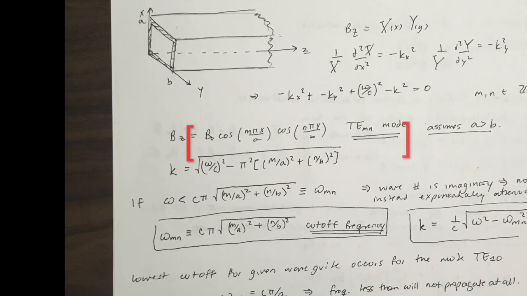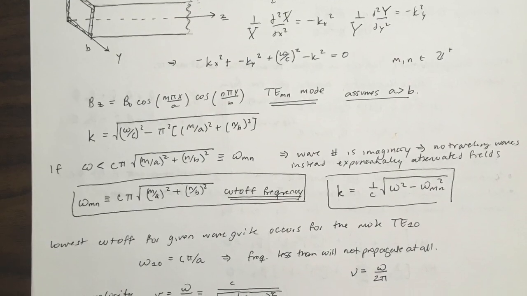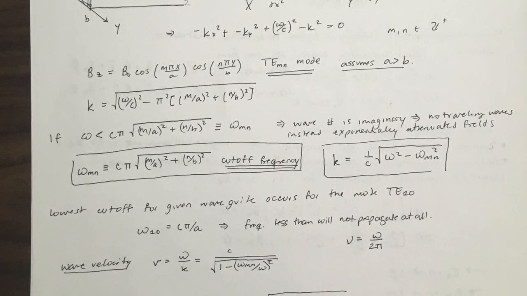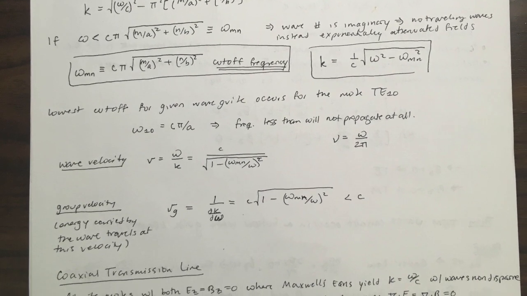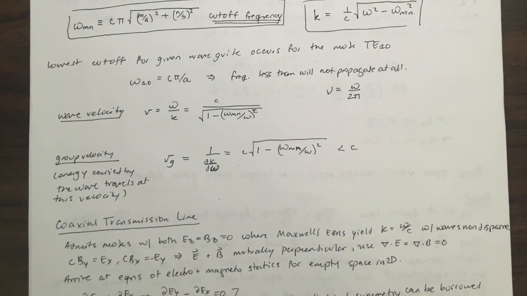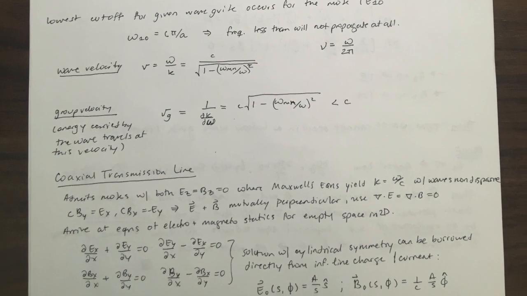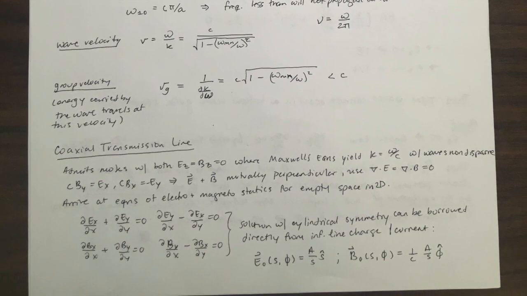These solutions are called the transverse electric mn modes. The first index is conventionally associated with the larger dimension. So for the purposes of my project, we always have that a is greater than b. One of these indices must be non-zero. If you have a frequency that's less than your lowest cutoff frequency, then waves won't propagate. When you have imaginary wave numbers, then the traveling waves we have will become attenuated fields.